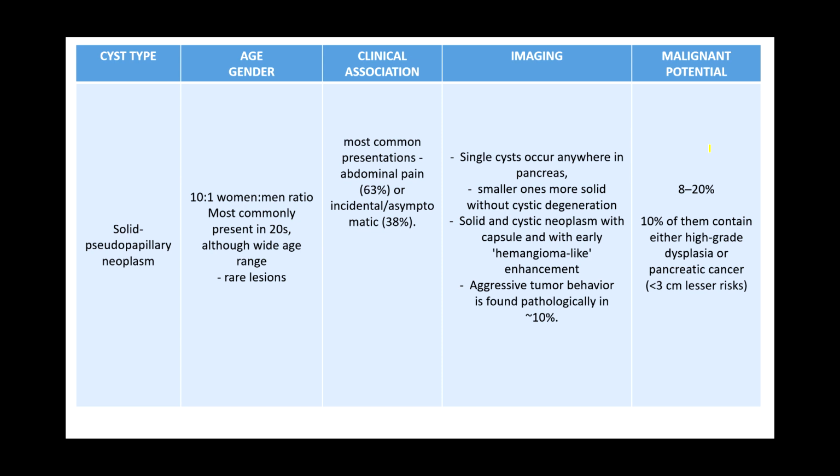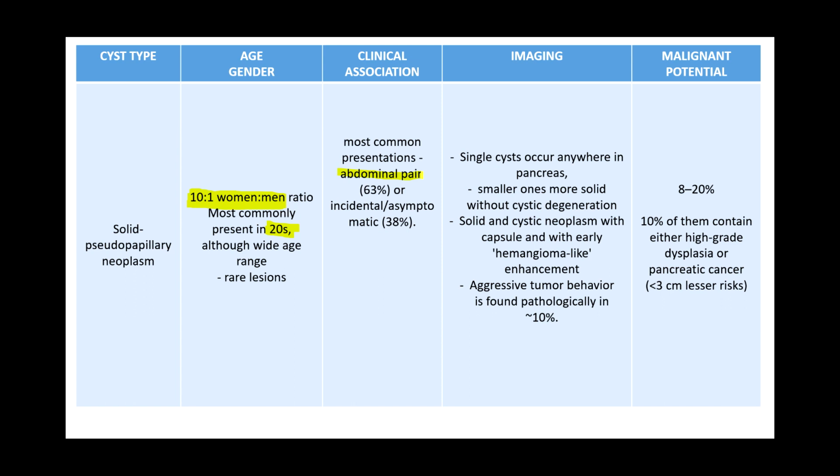Lastly, SPEN, that is solid pseudopapillary epithelial neoplasm. 10:1 ratio of women to men. Practically nearly all the SPEN are seen in women, and these are the tumors of younger age group, that is in the 20s or 30s. Most common presentation could be abdominal pain.